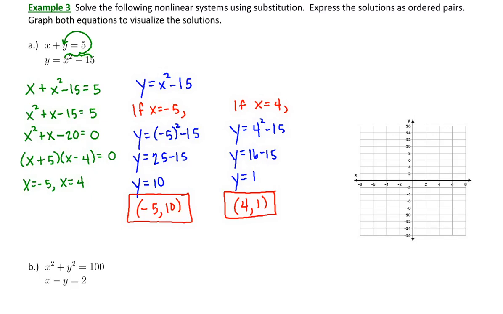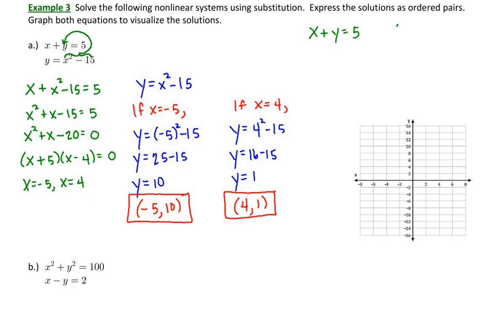Now, if we take both of those ordered pairs and plug them back into both original equations, you'd quickly find that they balance both equations. But let's visualize the solution on the graph. So I want to graph both of those original equations. The first equation is a linear equation, x plus y equals 5. A really easy way to graph a linear equation in this general form is to plot the x and y intercepts.